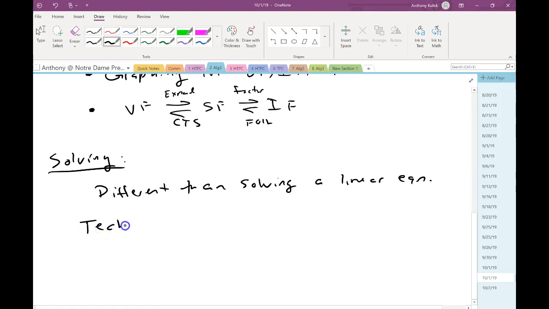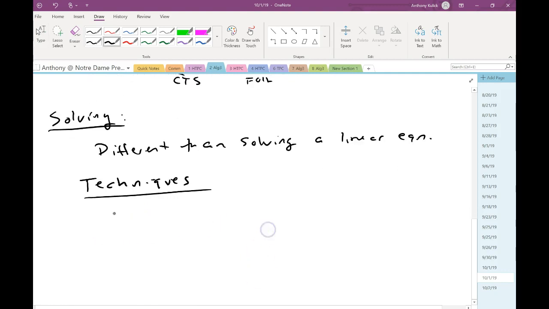So we're going to talk about several of these different solving techniques over the next couple of days. The first solving technique that we're going to talk about, though, is using factoring. Since we've just been talking about factoring, not only is that a way for me to change my function from standard form to intercept form, it's also going to be a really effective solving method for me.